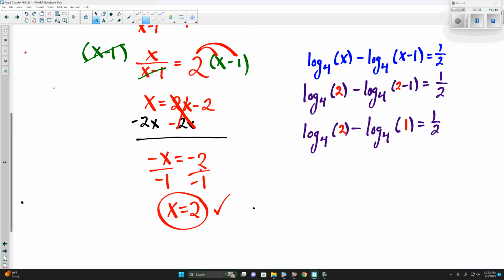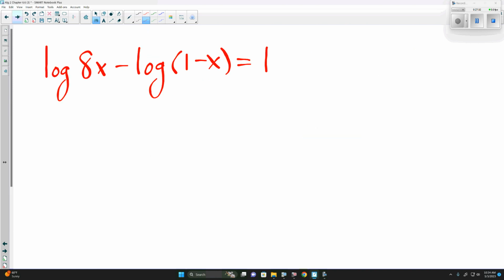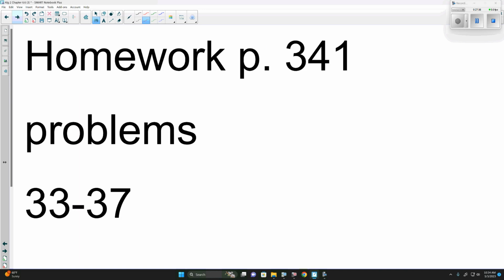We kind of get this here besides the one calculation error. Any questions over anything we've done so far? Do we feel comfortable with these here? And that's it. So your assignment for this here is on page 341, 33 through 37.